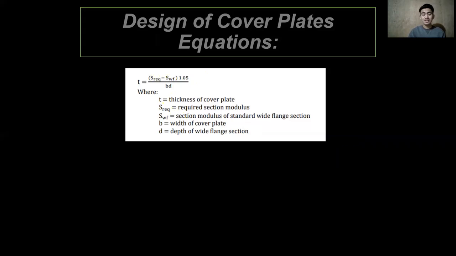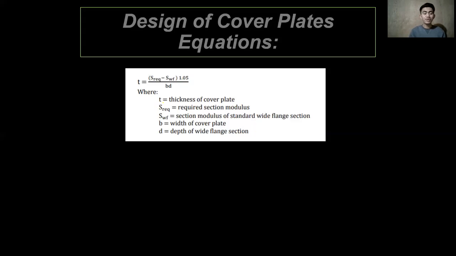However, what is S? S is your section modulus. How do you determine your section modulus? Section modulus is your moment of inertia divided by Y max, or let us denote that as C. Y max, if your section is symmetrical, is just the distance from your neutral axis to the topmost part or the bottommost part of your beam. Of course, this time including the thickness of your cover plates. And then S of the wide flange, or SWF, is the section modulus of a standard wide flange section.